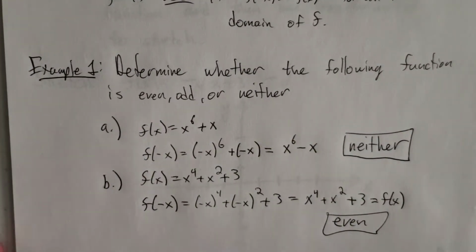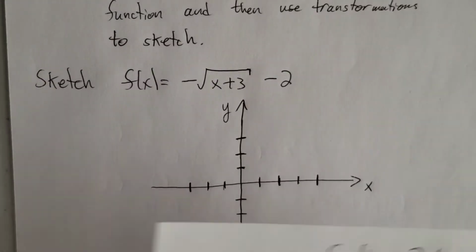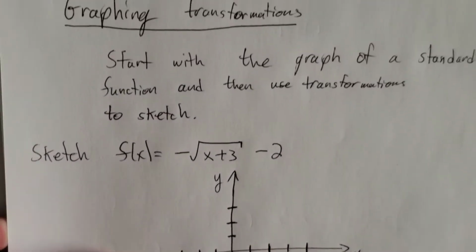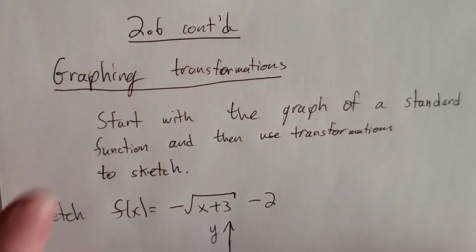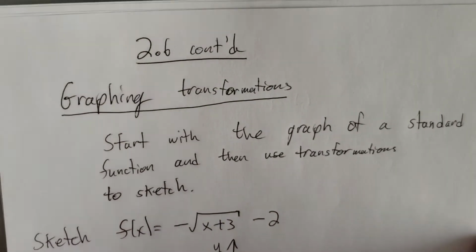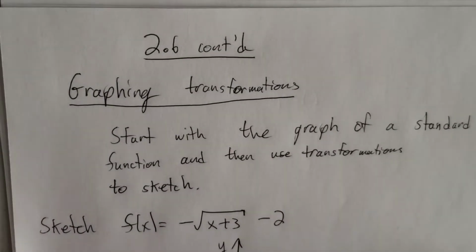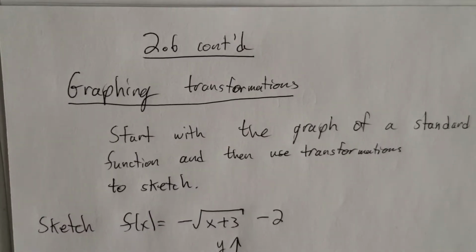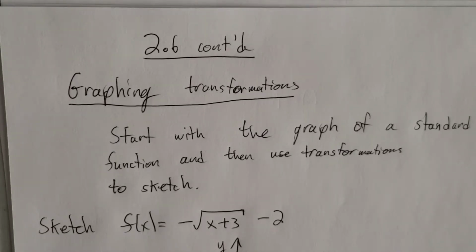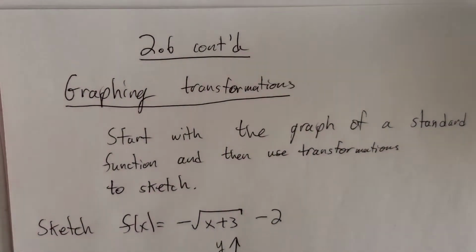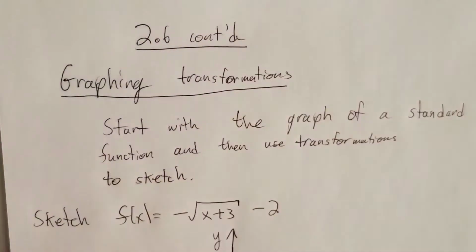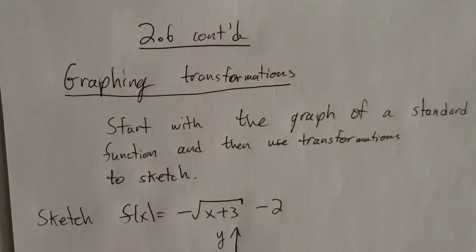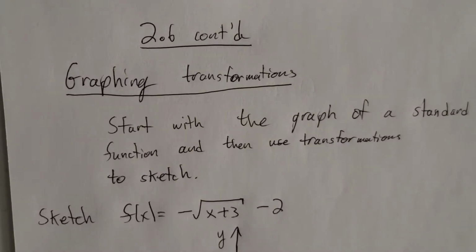All right. So I want to continue on. We have one other thing I want to look at in section 2.6. And that would be graphing transformations. So to do a graph by transformations, we start with the graph of a standard function and then use transformations to sketch. So this is like horizontal or vertical shifting, horizontal or vertical stretching, reflections, etc.